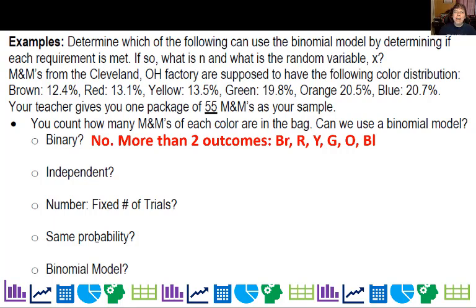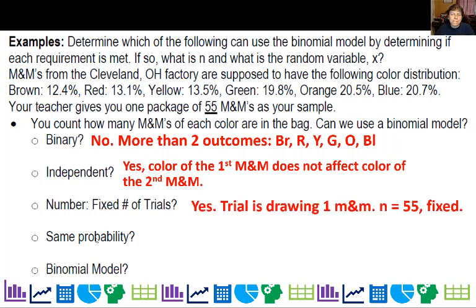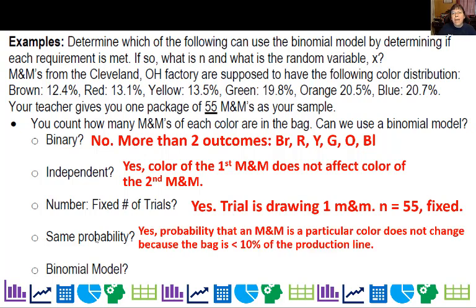Well, it's not binary. I didn't say orange or not orange. I said count all of them. So we can't do that, right? Are they independent? Sure, the color of the first M&M doesn't affect the second. Are the number of trials fixed? Yeah, there are only 55 M&Ms. Do they have the same probabilities? Yeah, because the bag that comes from the production line is definitely not using more than 10% of the M&Ms. But because that first one, binary, is not met, we cannot use a binomial model for this problem.